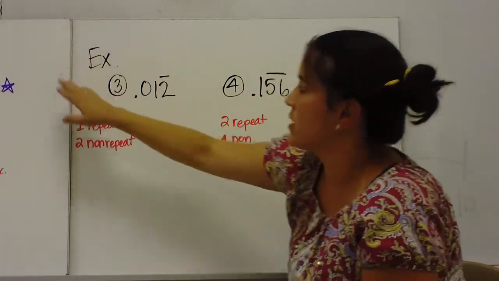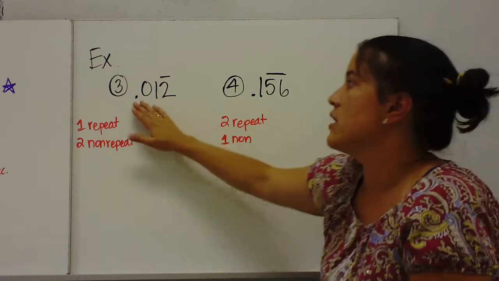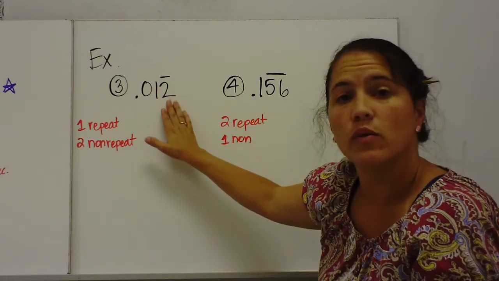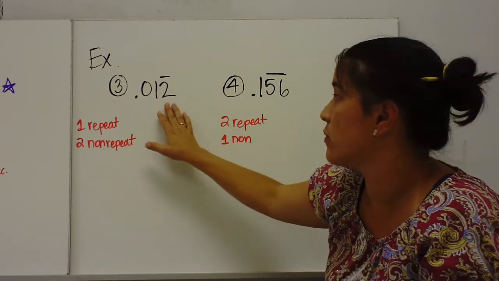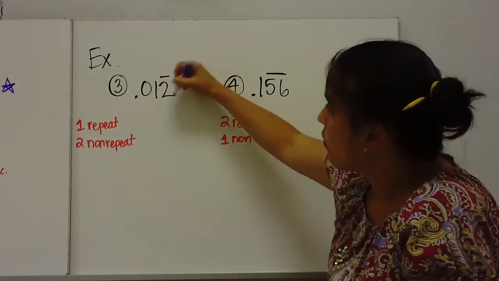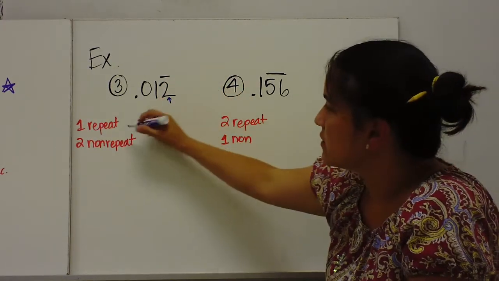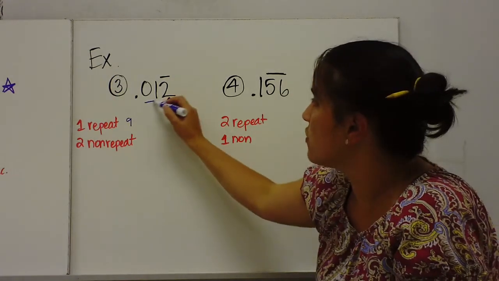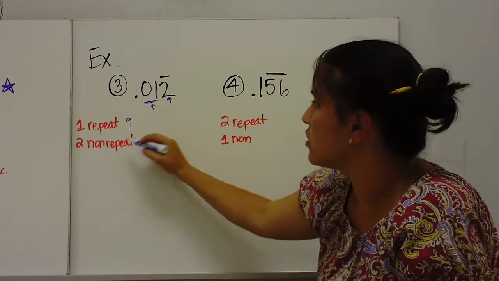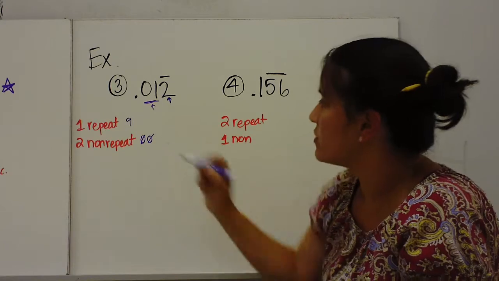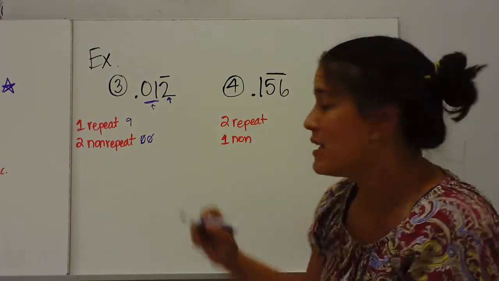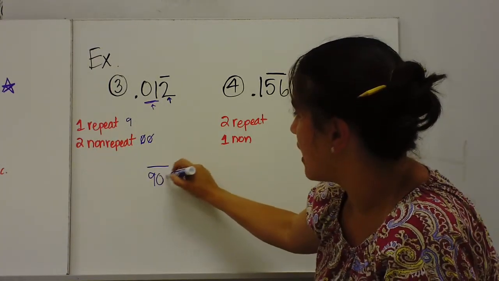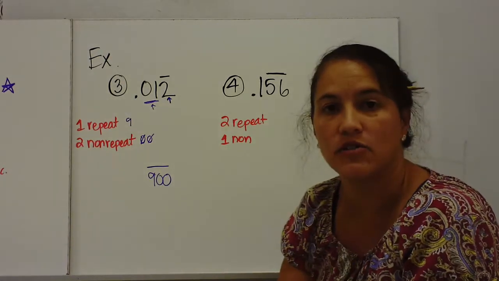All right, so let me do a few more examples with you. 0.012 repeating, with the 2 being the only one repeating. So I have one digit repeating, so I'm going to use 1 9. And then I have two digits not repeating, so I'm going to use 2 zeros. So my denominator is going to be 900.